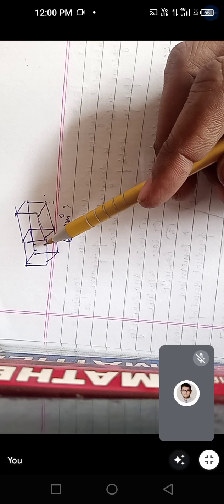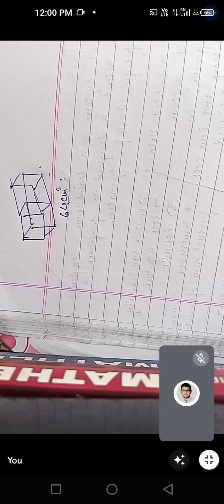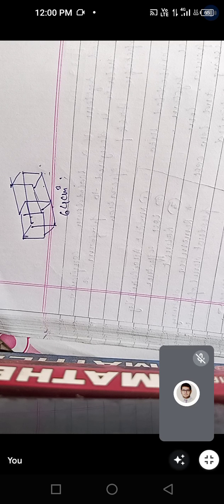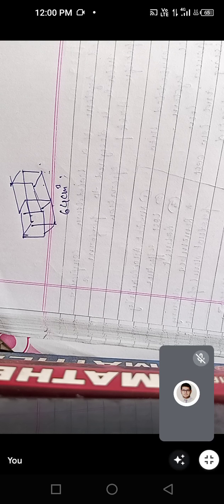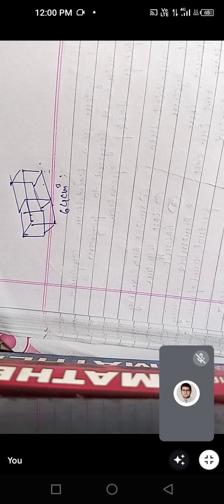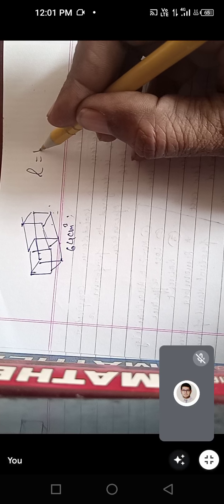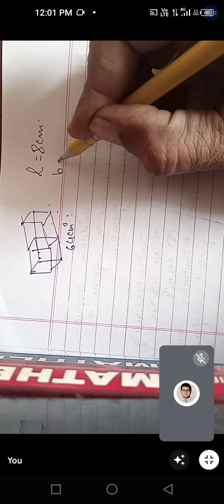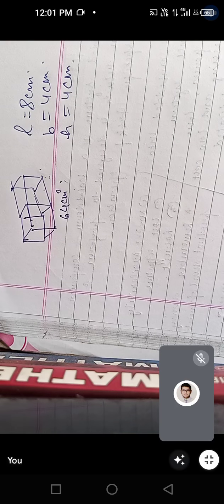So write down: when two cubes of volume 64 cm³ are joined end to end, they will form a cuboid whose length will be 8 centimeters, breadth will be 4 centimeters, and height will also be 4 centimeters. Now how this will happen, let's see.